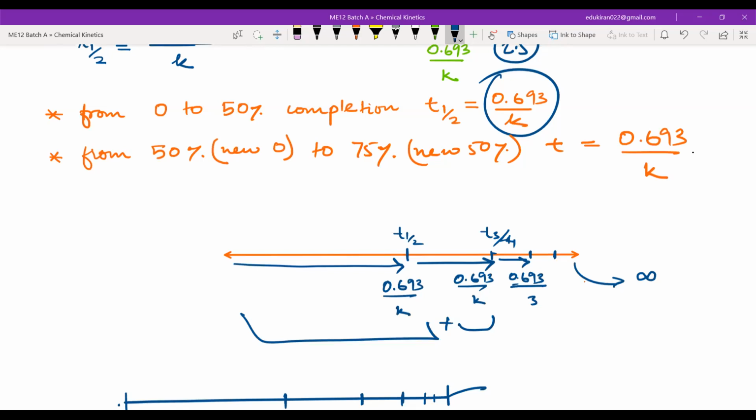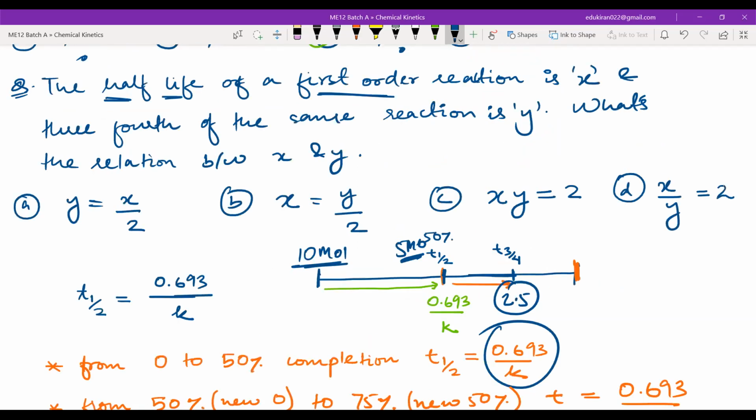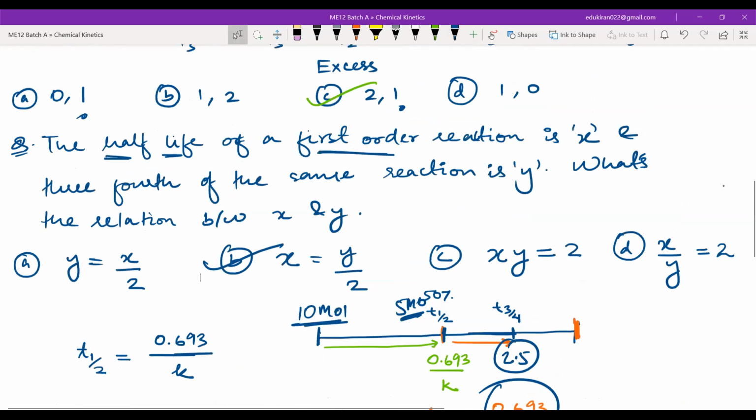Now, there are a few points here by which you can eliminate these options also. How can you eliminate these options? See, the first option is y is equal to x by 2. Now, it is saying that 3/4.